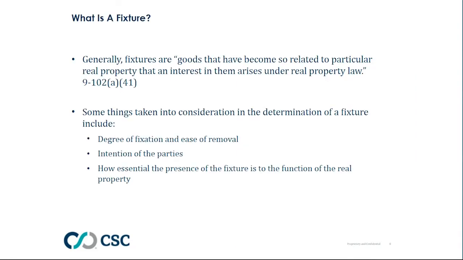Generally speaking, fixtures are goods that have become so related to particular real property that an interest in them arises under real property law, under UCC Article 9. Some things to take into consideration about the determination of a fixture include the ease of removal or degree of affixation. In other words, how difficult is it to remove or how attached is it? Secondly, the intention of the parties. And lastly, how essential the presence of the fixture is to the functioning of the real property, which is very important.